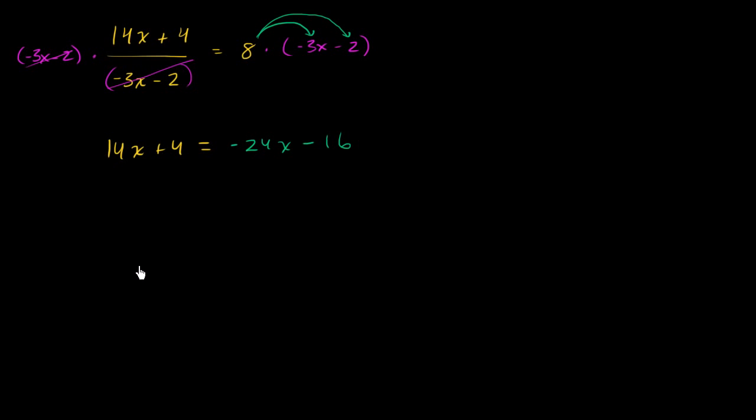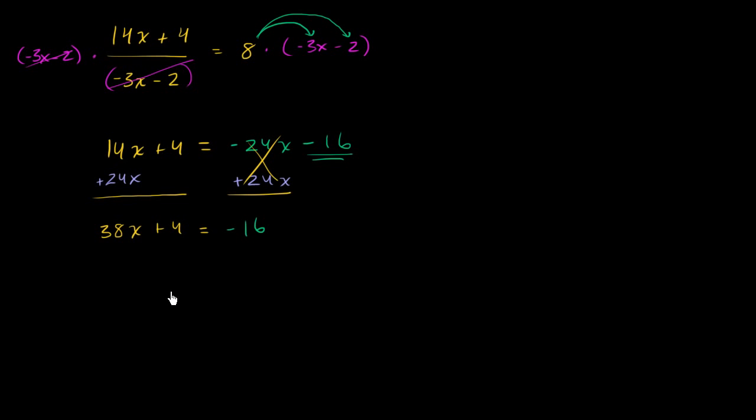Let's say we want to put all of our x terms on the left-hand side. So I want to get rid of this -24x over here. The best way to do that is to add 24x to the right-hand side. I can't just do it to the right-hand side, I have to also do it to the left-hand side. And so on the left-hand side, 14x + 24x is 38x, plus 4, is equal to -24x + 24x, those cancel each other out, and we are left with just -16.